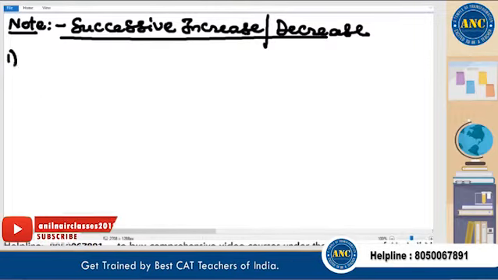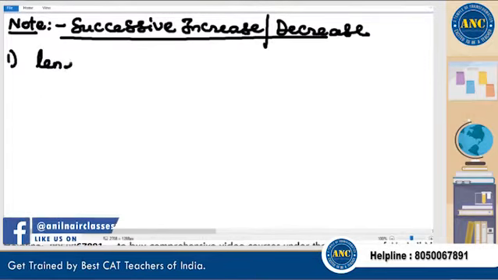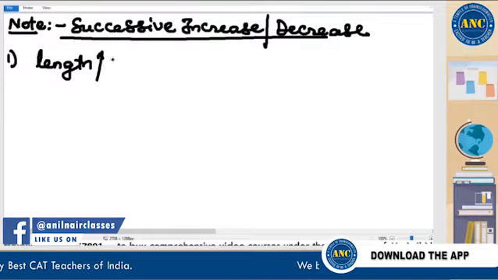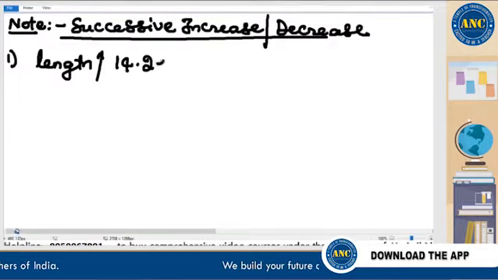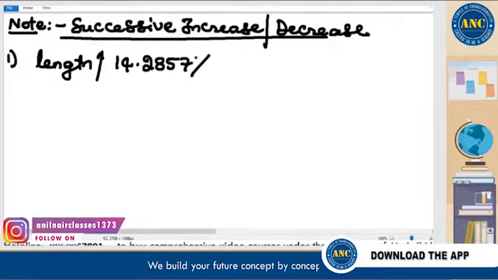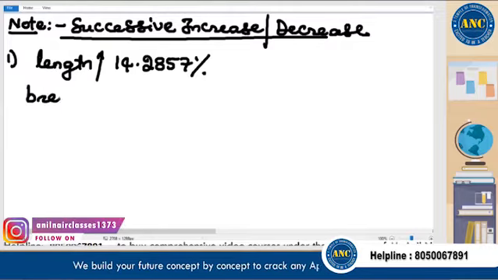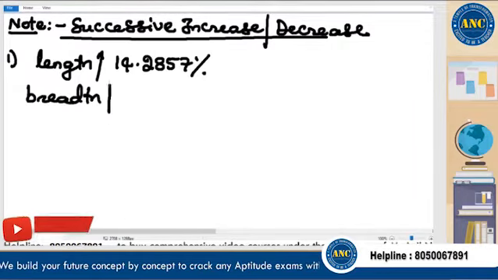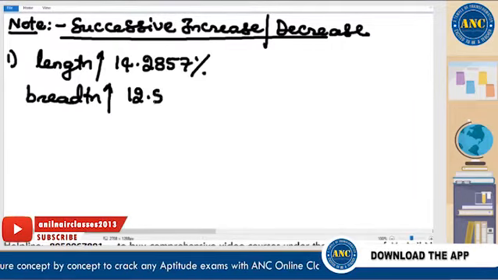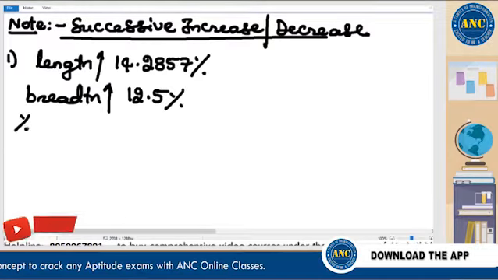Successive increase or successive decrease. First question. Gopinath, for you. Length is increased by 14.2857%. Breadth is increased by 12.5%. Find the percentage increase in area.